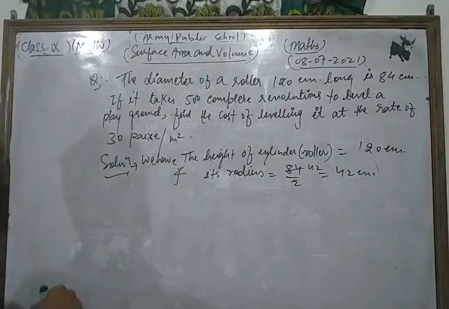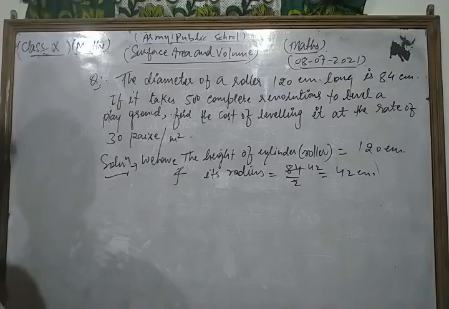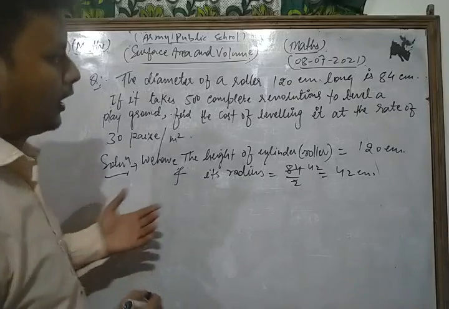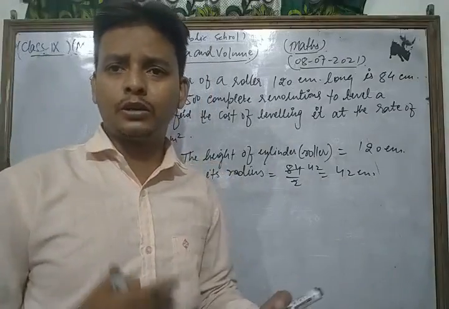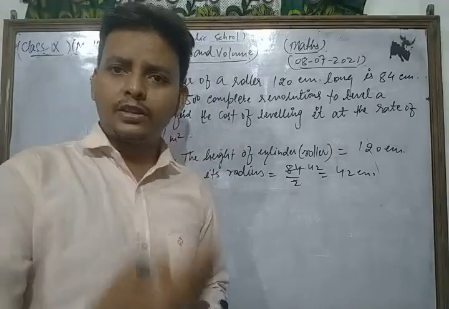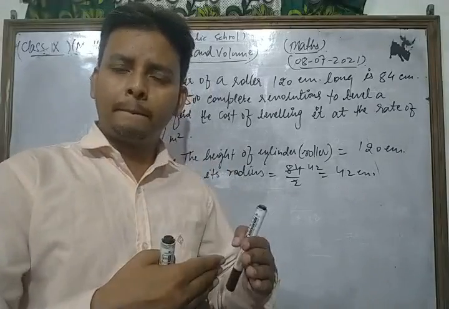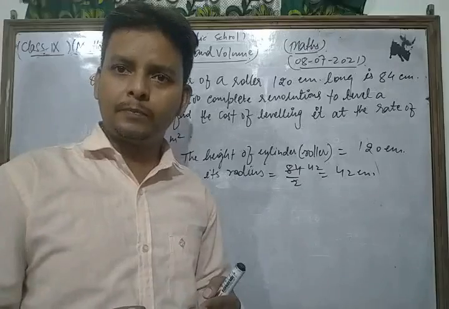Now it takes 500 complete revolutions. So the area covered by the roller in one revolution is what? First of all, we find the area covered by this roller in one revolution. In one revolution, it covers its curved surface area.